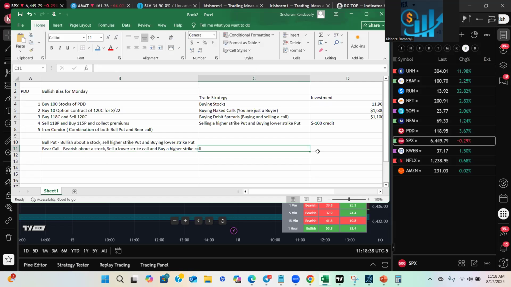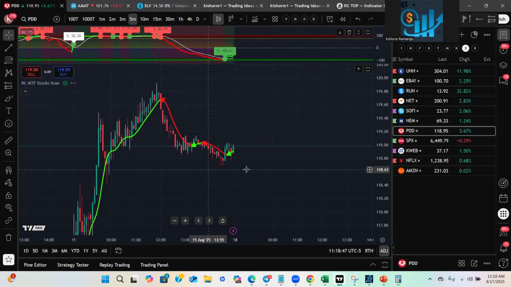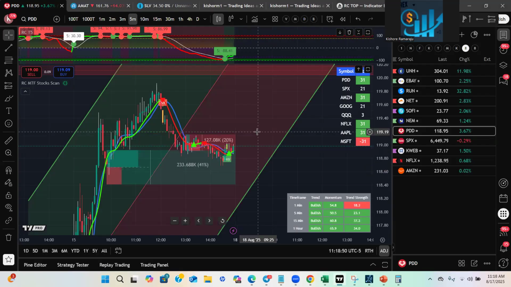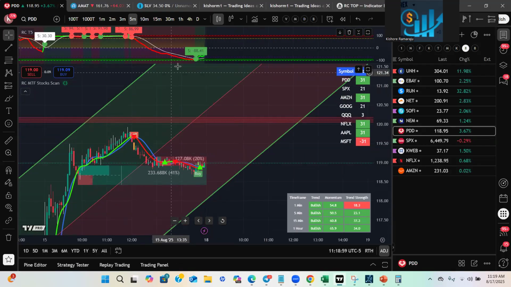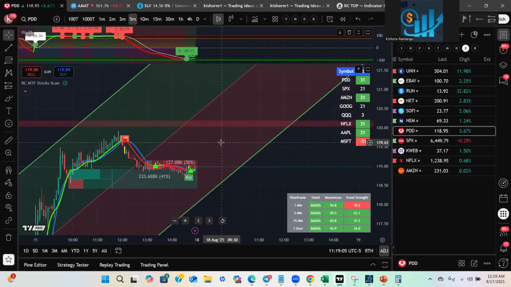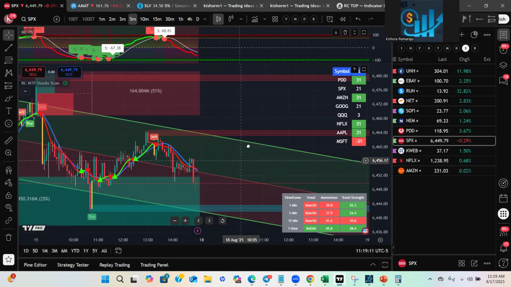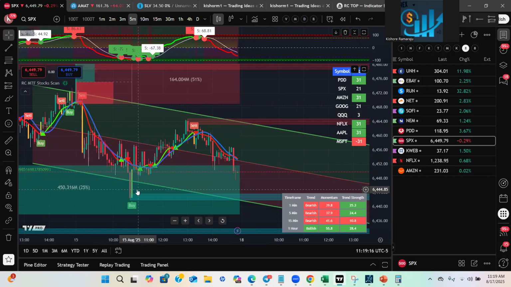So, for example, let us again take the example of PDD. Instead of making money in one way, you can make money in two different ways with an iron condor. You are confident that PDD will stay above 118, and that it may go until 122 and again drop, because that is like the top of the channel. Or let us take the example of SPX. Here you know that the overall trend is dropping, but it may go till here and again drop.